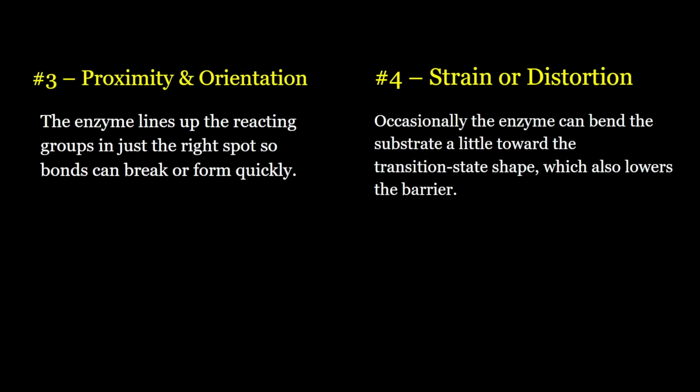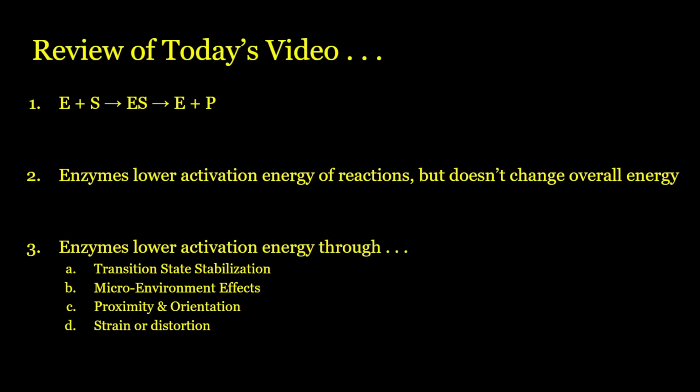Fourth, we have strain or distortion. The enzymes may bend the substrate toward the shape of the transition state, and this puts stress on certain bonds, making them easier to break. Because the substrate is already closer to the transition state, less energy is required. So these 4 ways are not separate steps. Different enzymes use different combinations of these strategies, but mostly rely on transition state stabilization plus maybe 1 or 2 others.